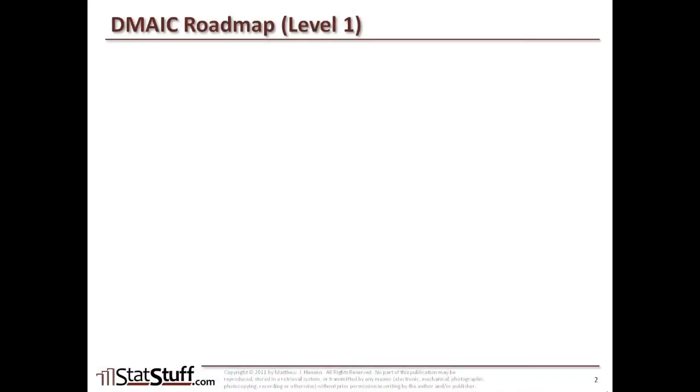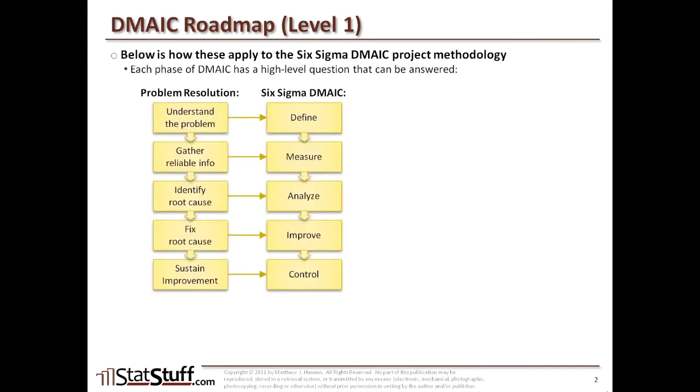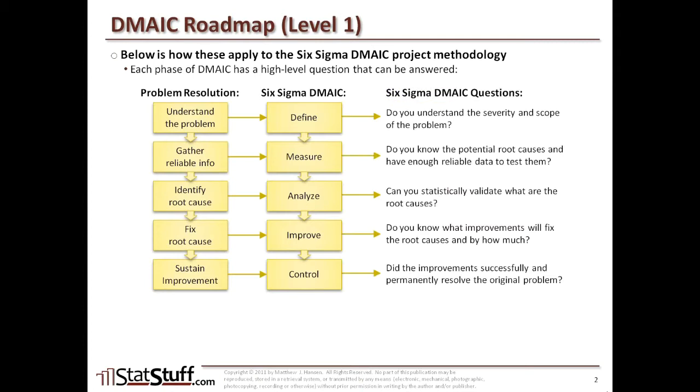So let's begin by looking again at the 5 basic steps for resolving a problem. As we talked about previously, we introduced the 5 basic steps for resolving a problem, and then we applied those 5 basic steps to the DMAIC methodology, the 5 phases of the Six Sigma DMAIC methodology. And last time in the lesson we had also talked about the high-level questions we would ask for each of those phases in the DMAIC methodology.